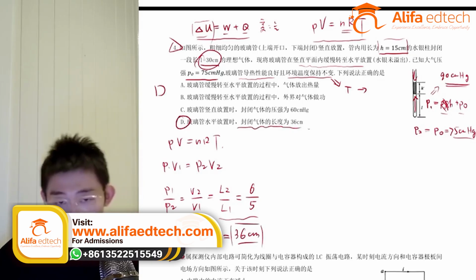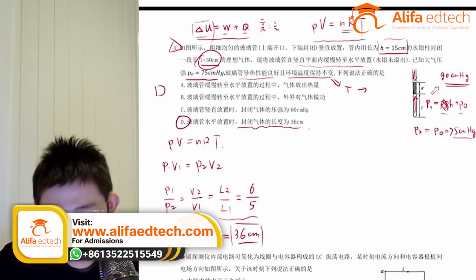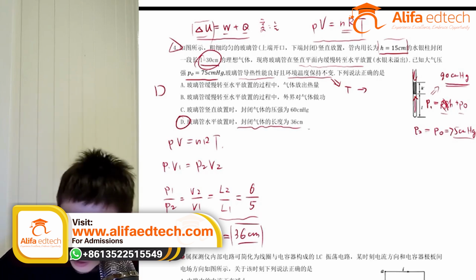So for this question, don't worry about anything else. Just use the ideal gas law to reach the conclusion, and you'll see option D is correct. Then you don't even need to check A, B, and C. Let's see why they're wrong. B and C are easy to judge.